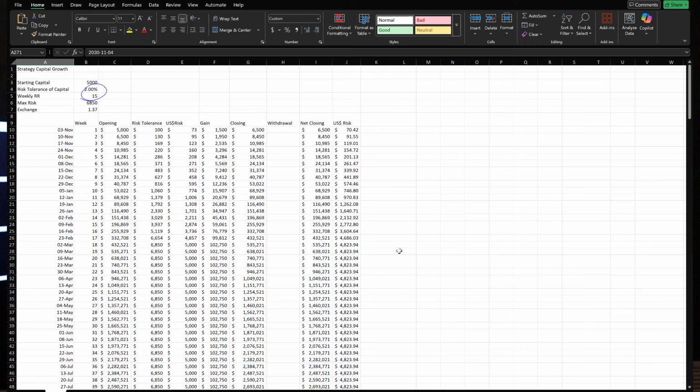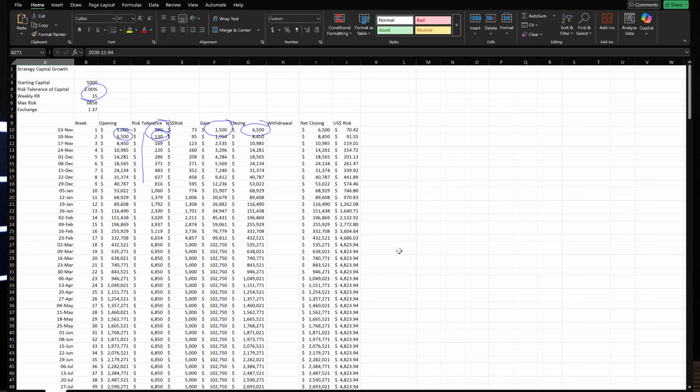But if by the end of the week you can do 15 RR and you're risking 2% per trade, then this is how your capital can grow. Because your risk tolerance for week 1 is going to be $100. If you earn an RR of 15, that's a $1,500 gain, meaning your closing capital is now $6,500. That rolls over to the next week, and now your risk per trade is a little higher.